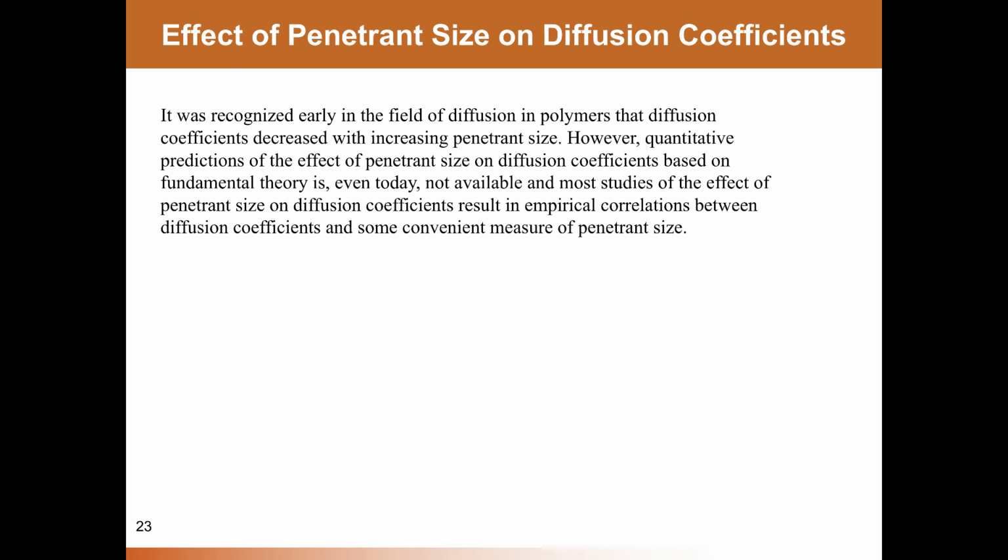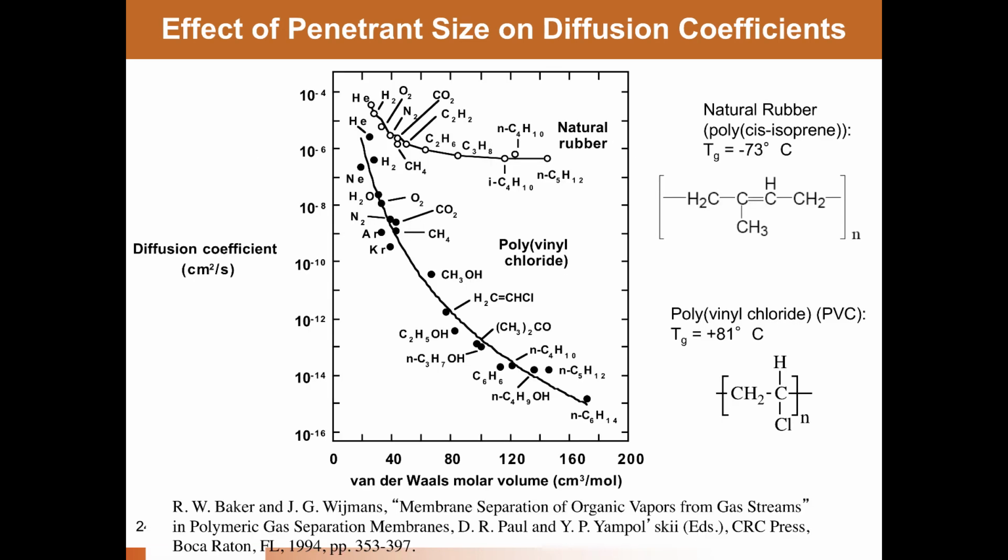And I'll explain why that is here as we go on in the next few slides. But one example of a correlation of diffusion coefficients with penetrant size is shown here. This is from a book chapter by Richard Baker and Hans Wijmans, and it plots diffusion coefficients of a variety of penetrants in a rubbery polymer, natural rubber.